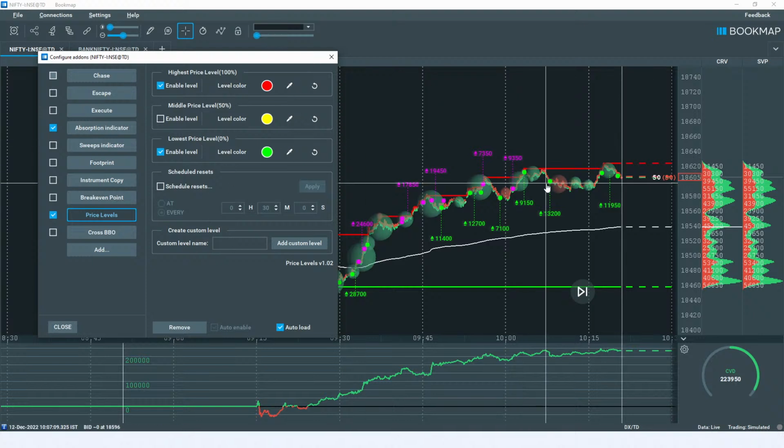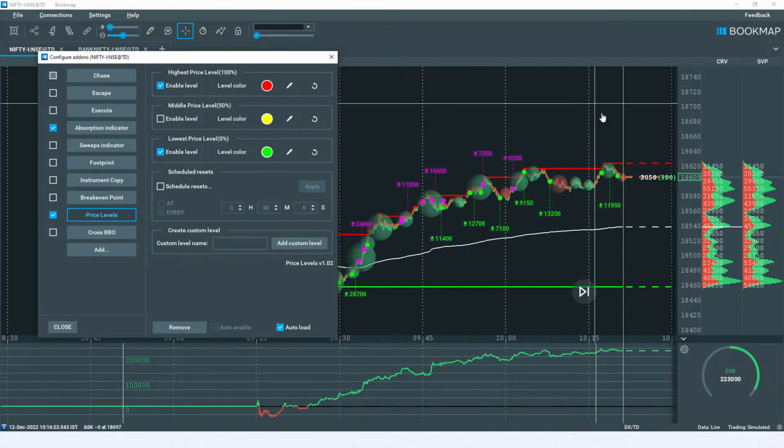So at the present moment, we can use this particular indicator to identify the high and low, and we can also add the custom level, but I will get back to you on it once I get the confirmation from the Bookmap team. All right, so this is one of the indicators that we can use to identify the price levels on a precise note.